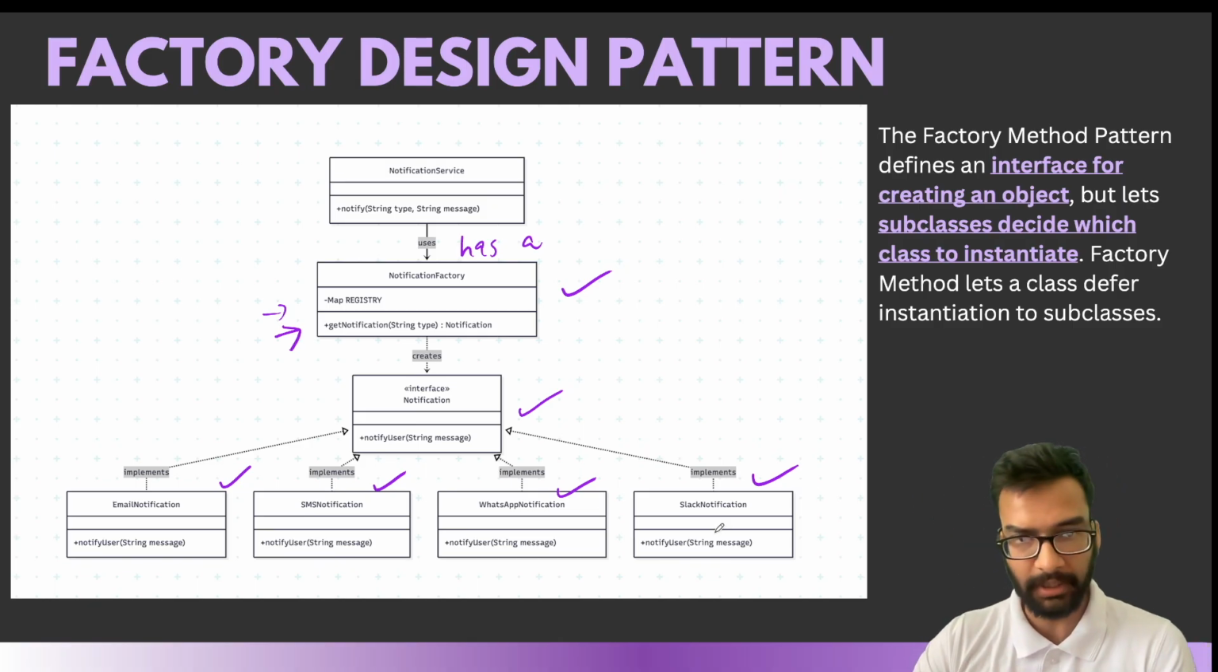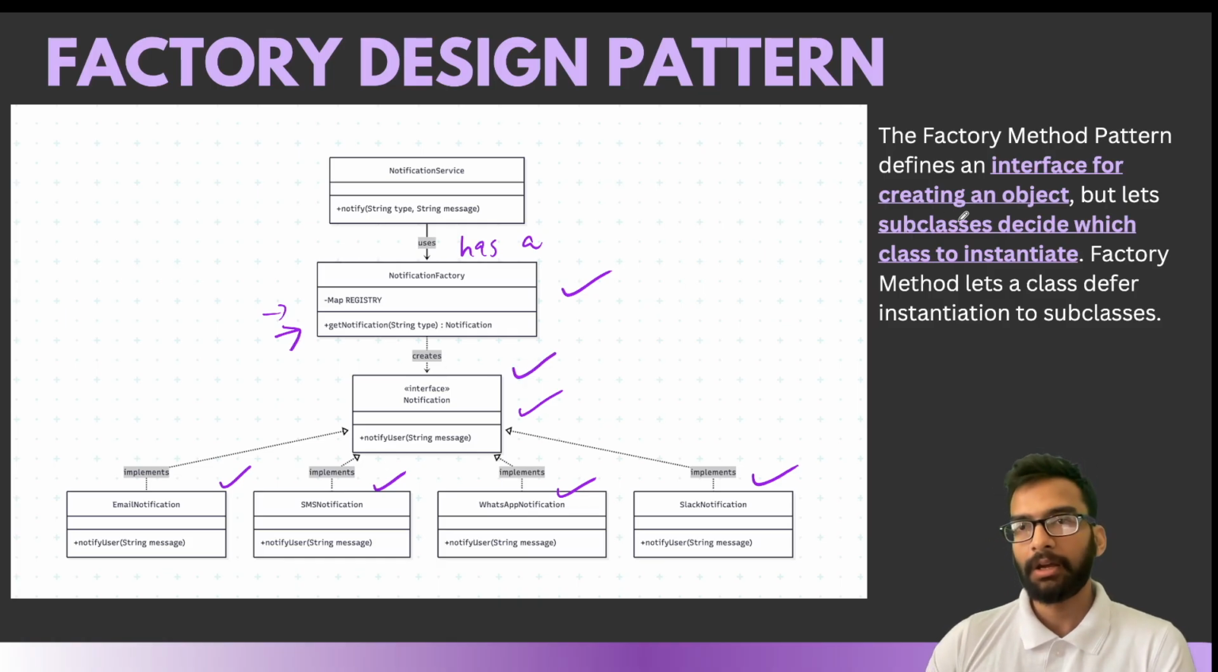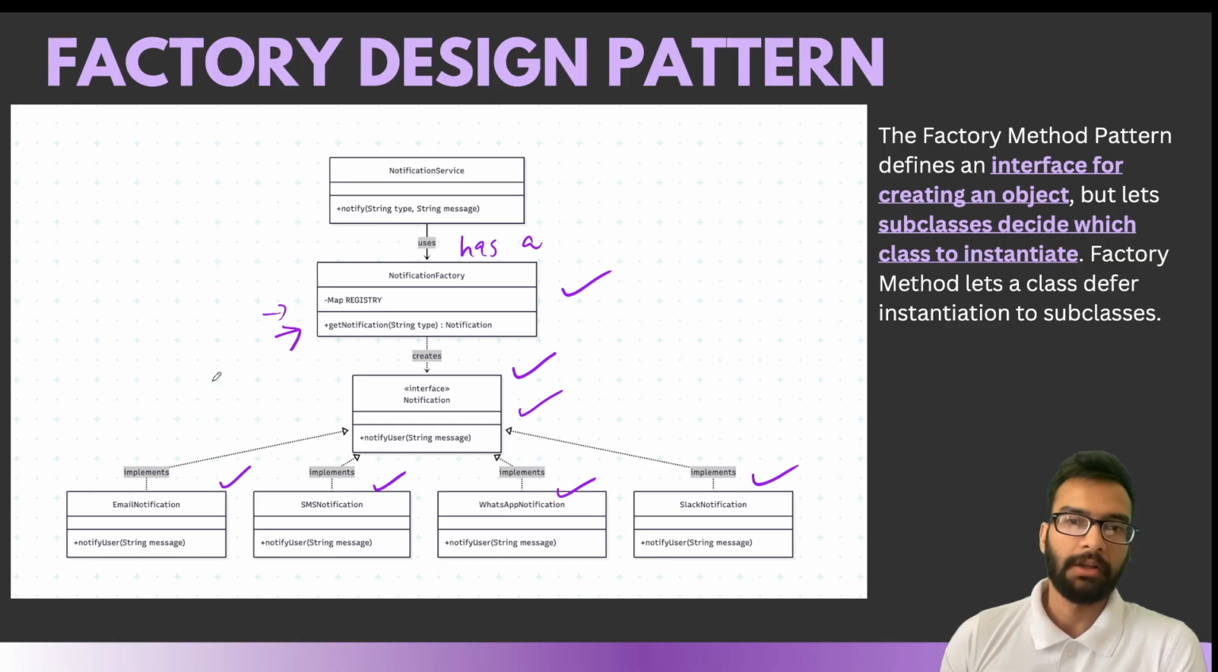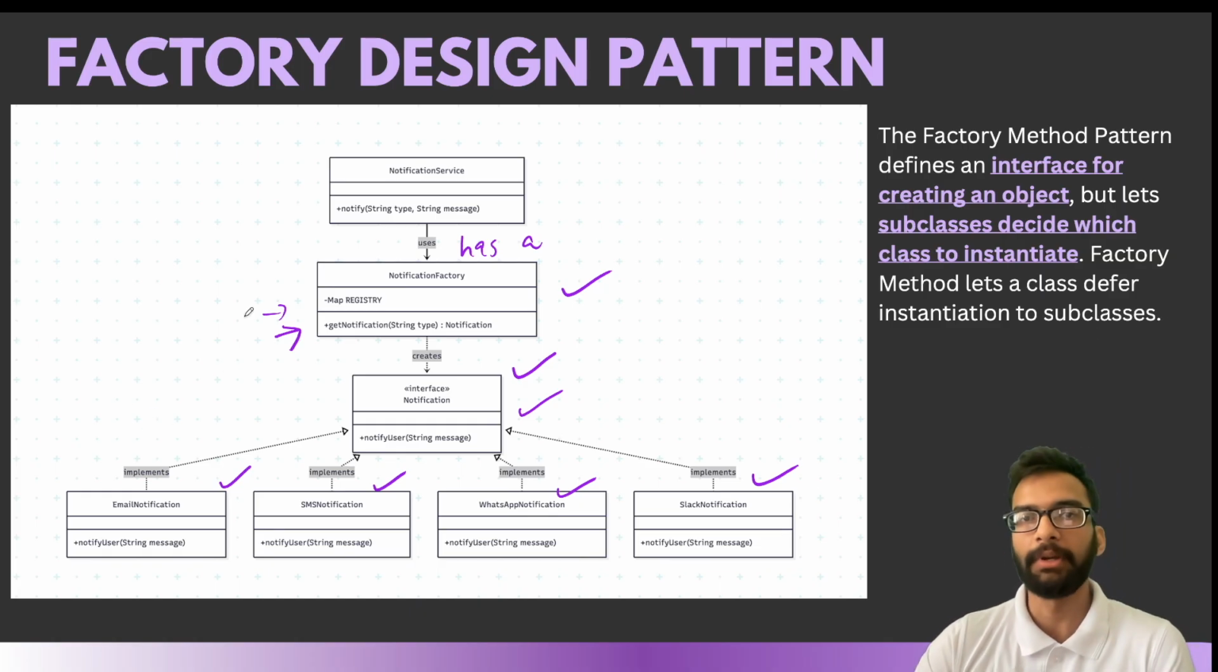So we can now see the official definition of it. The factory design pattern defines an interface which is used for creating objects, but lets subclasses decide which class to instantiate. So factory design pattern lets a class defer instantiation to subclasses. So this is the implementation of factory design pattern.